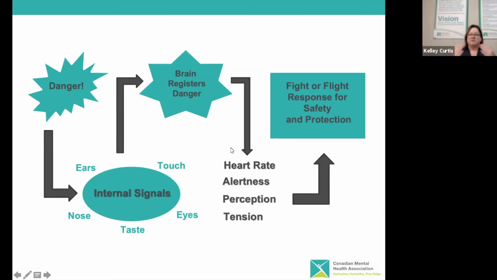So things like your heart rate is going to increase. You're going to become more alert. You're going to become way more perceptive. Your body might even physically tense. That is actually the fight or flight response.